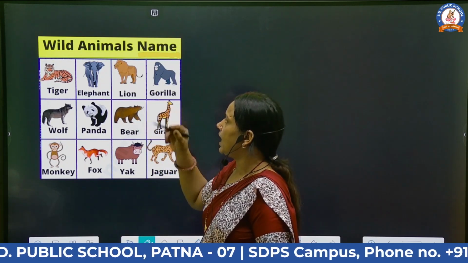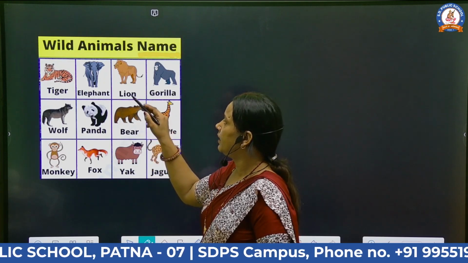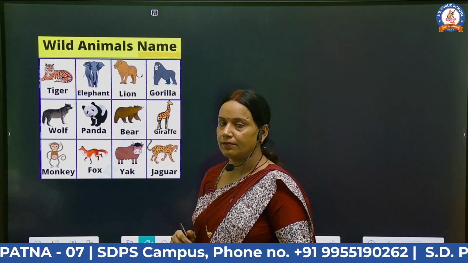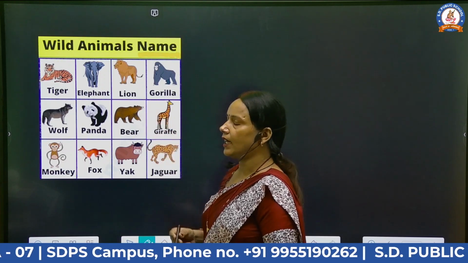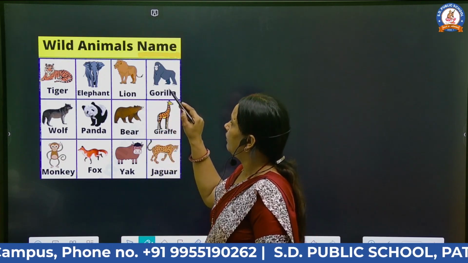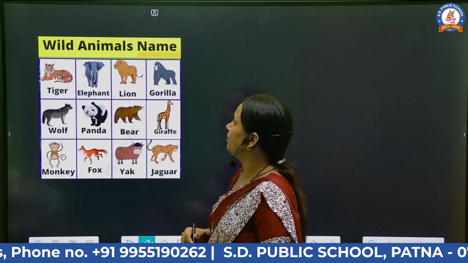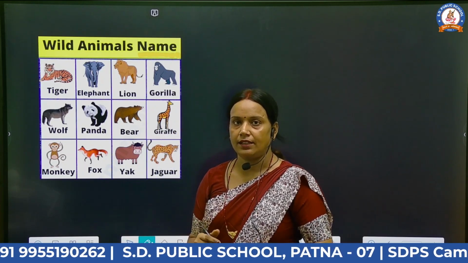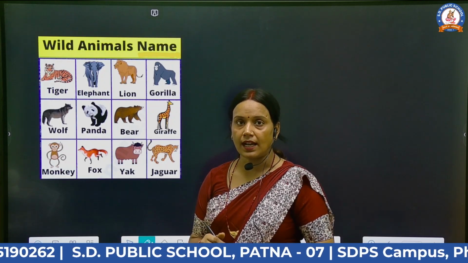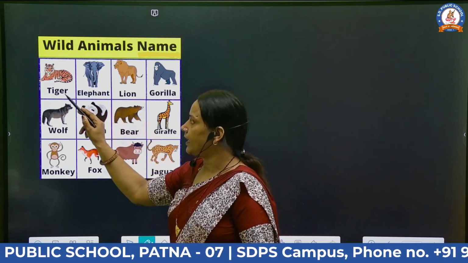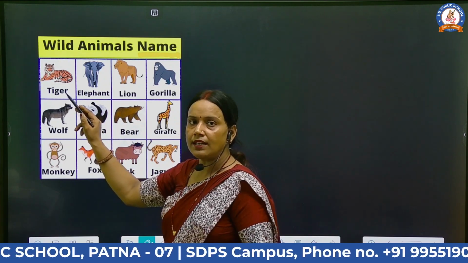Third word is lion. L-I-O-N. Lion. Fourth word is gorilla. G-O-R-I-L-L-A. Once again. Tiger. Tell me spelling of tiger.